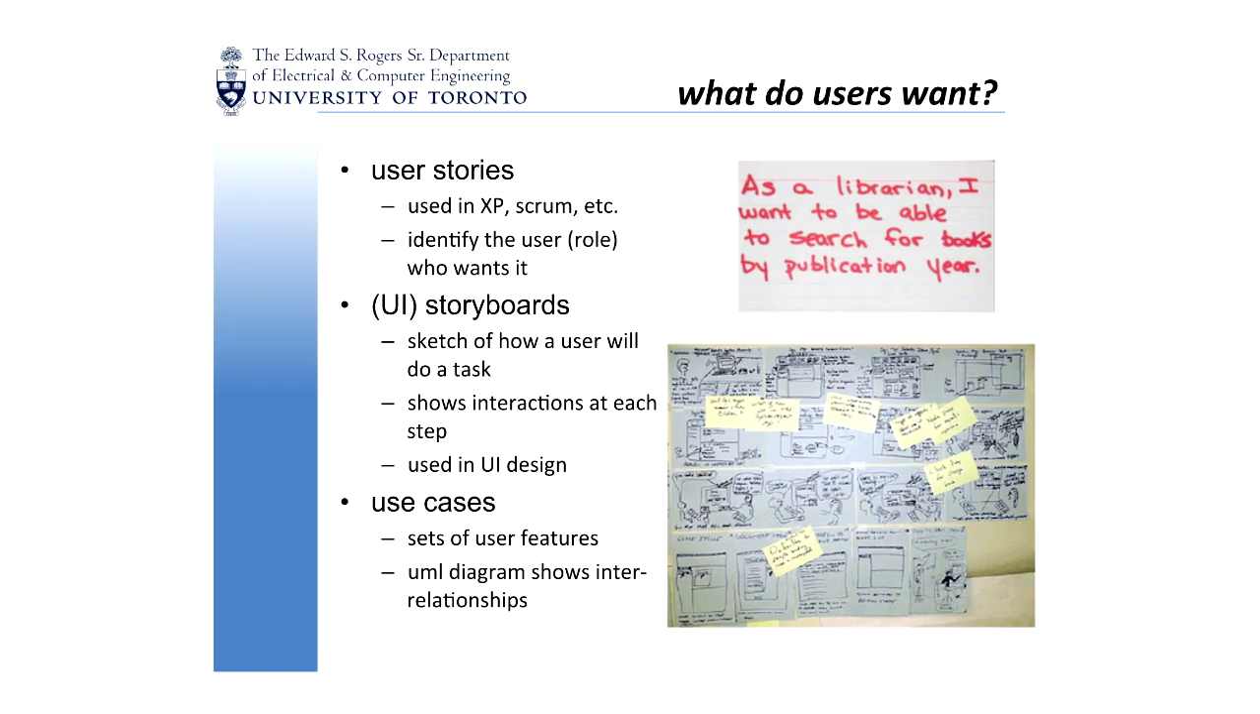We begin by identifying the roles involved through user stories. These are simple statements that identify the role of the person who wants a feature and why they want it. We use UI storyboards, which are sketches illustrating how a user will perform a specific task. These storyboards show the step-by-step interactions at each stage of the process and are a staple of effective UI design.